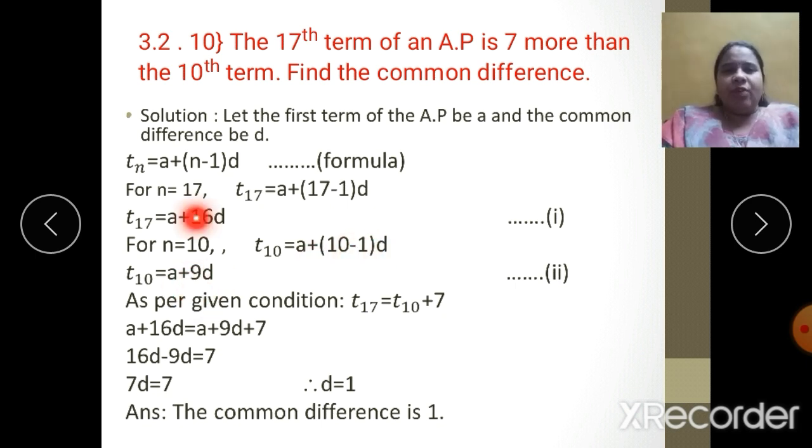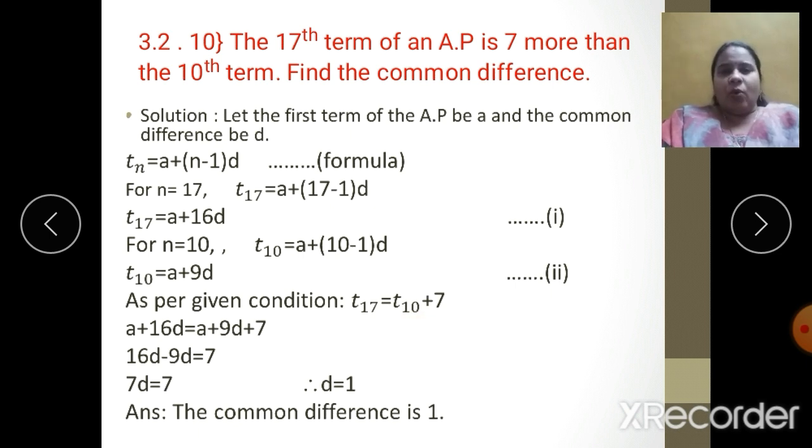Okay, so I have got the T17 value, I have got the T10 value. Now what is given? T17 is nothing but T10 plus 7. In this, I will substitute T17 and T10 from equation number 1 and equation number 2. T17 is a plus 16d from 1, equal to T10, which is a plus 9d from 2, and plus 7. Here you can write the reason: from 1 and 2.